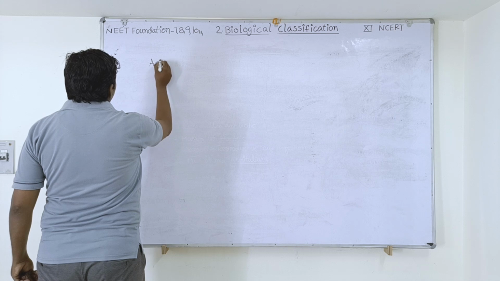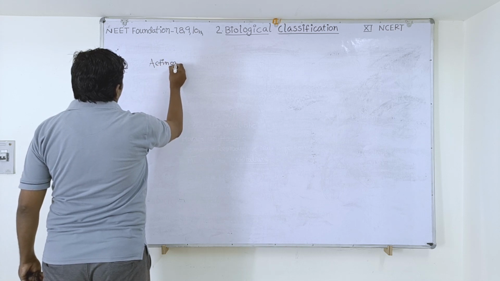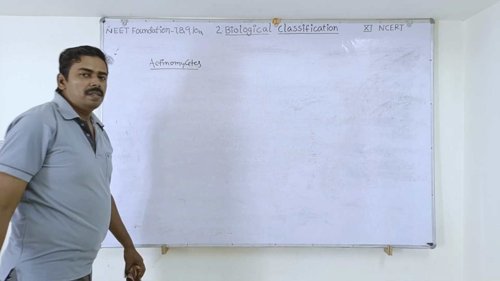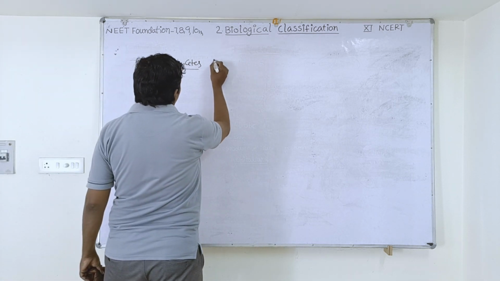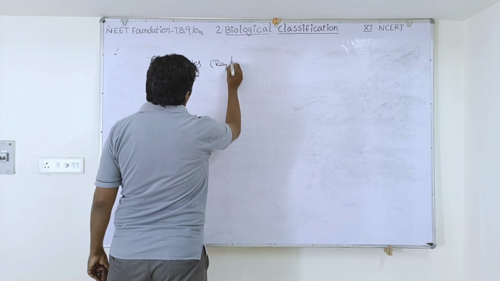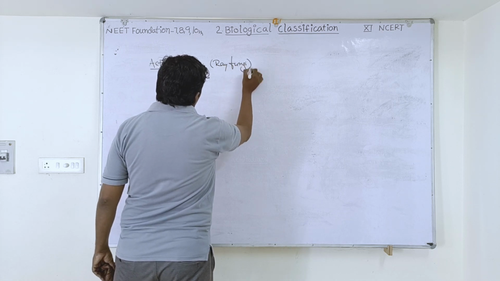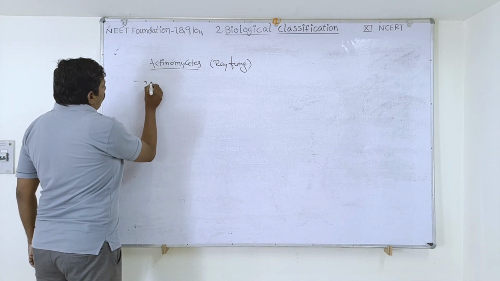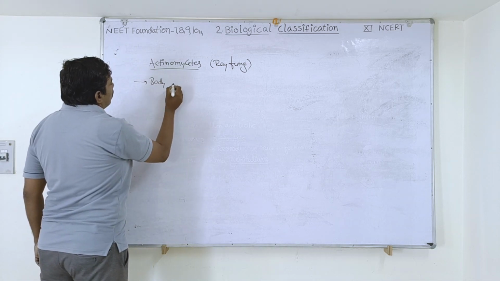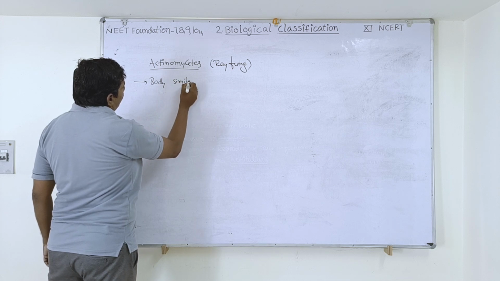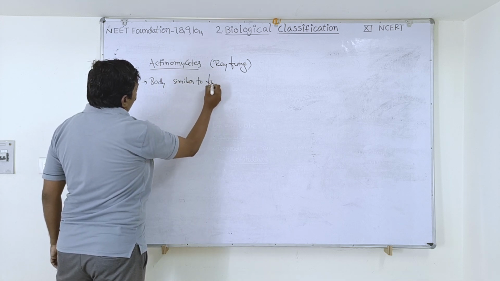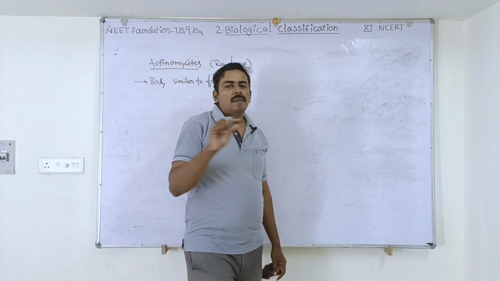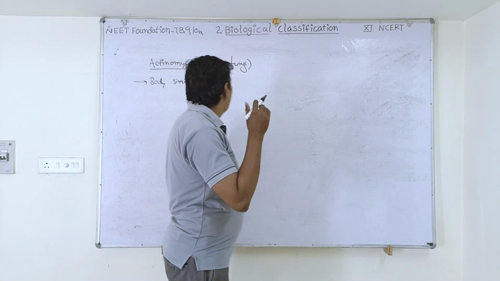Next, actinomycetes. Actinomycetes bacteria are very different. They are called by a name called ray fungi. This is a nickname given to this bacteria, ray fungi. Why are they called ray fungi? Because they have a body which is similar to fungi. Just like the body of fungi, they have a filamentous structure. That's why the name ray fungi.